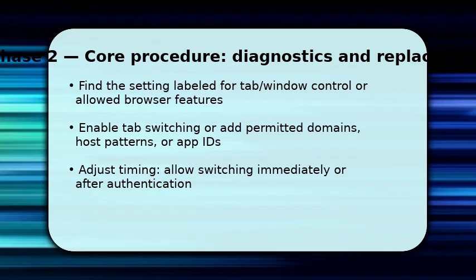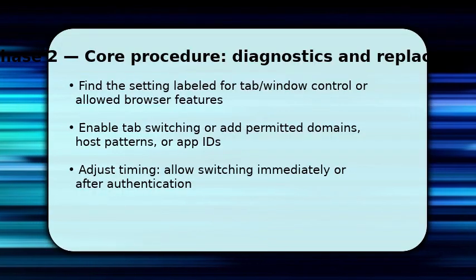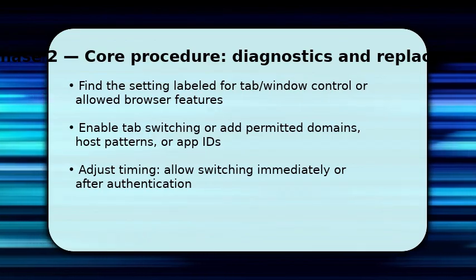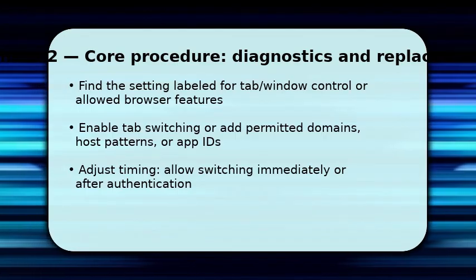Once done, set any timing restrictions, for example, allow switching only after login or after the first page load, and confirm external app rules. Those can silently block new tabs. Make small, incremental changes and test each to observe the security trade-offs.